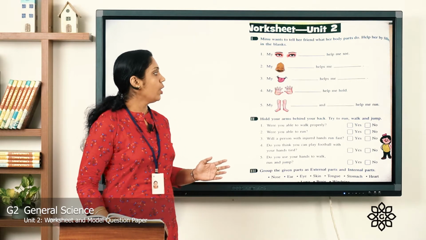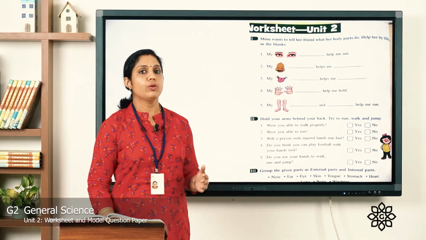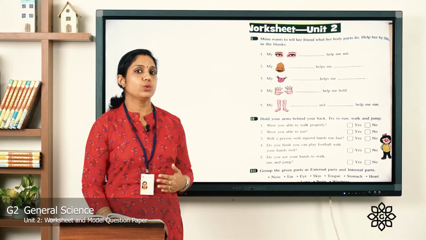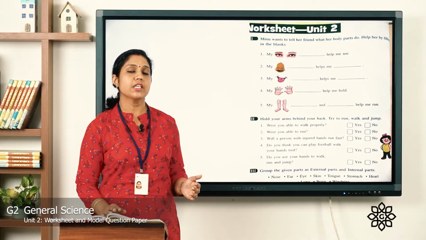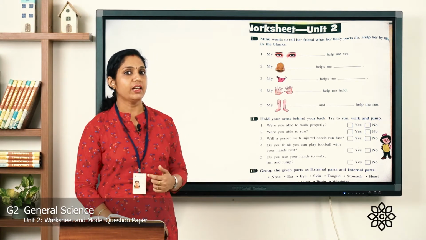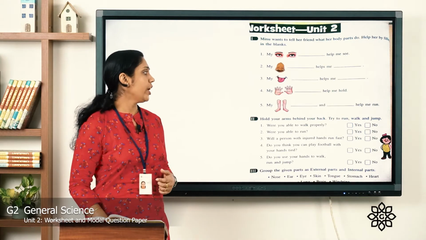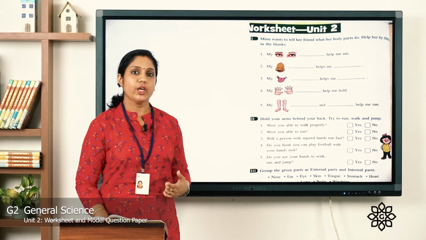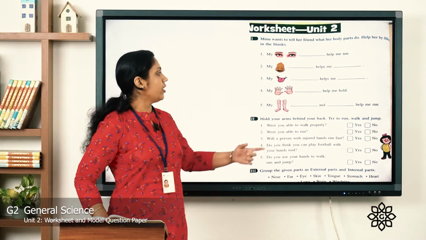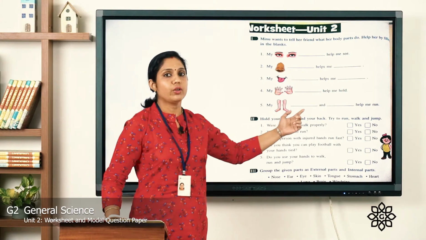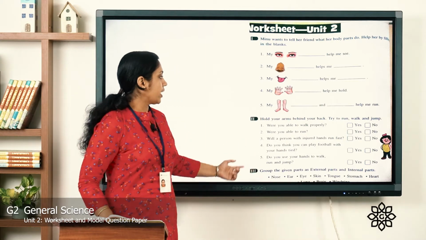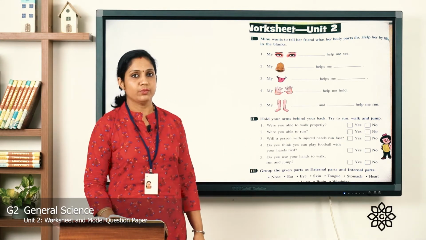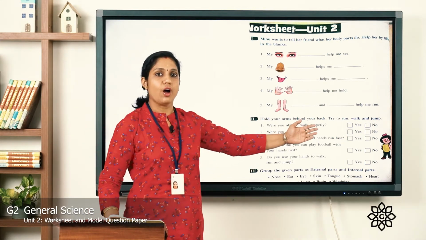Try to run, walk and jump. So before moving on to the questions, first do this activity. You can tie your arms behind your back and then find out were you able to walk properly. When you tied your hands back, were you able to walk properly? If yes, you can tick there or you can tick no. The second one, were you able to run? You can tick yes or no.